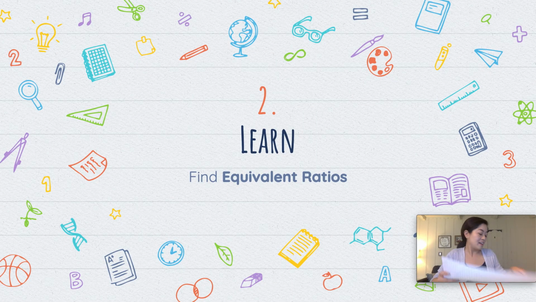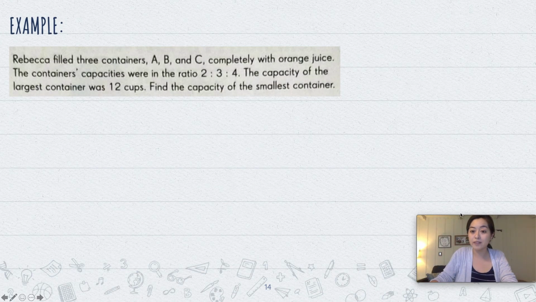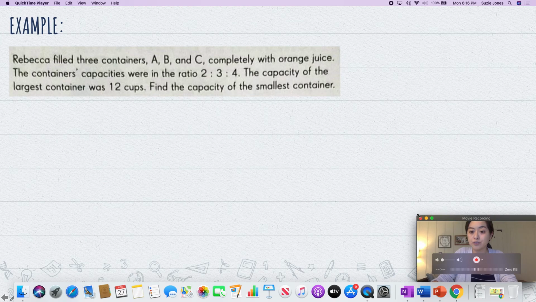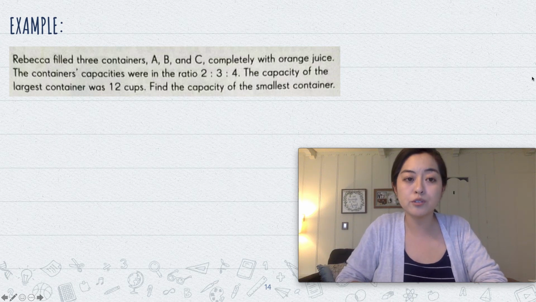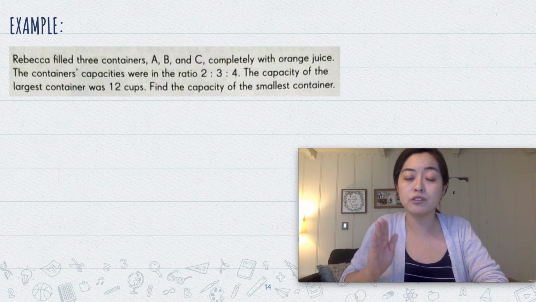All right. Let's talk about equivalent ratios and finding them. Look at this example. Let me just make my video screen a tad larger for you to see. It says Rebecca filled 3 containers, A, B, and C, completely with orange juice. The containers' capacities were in the ratio 2 to 3 to 4. The capacity of the largest container was 12 cups. Find the capacity of the smallest container.